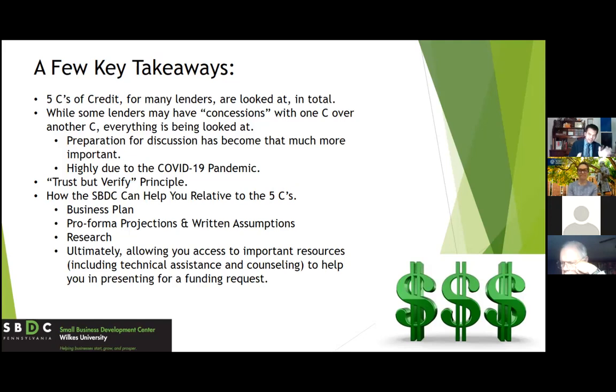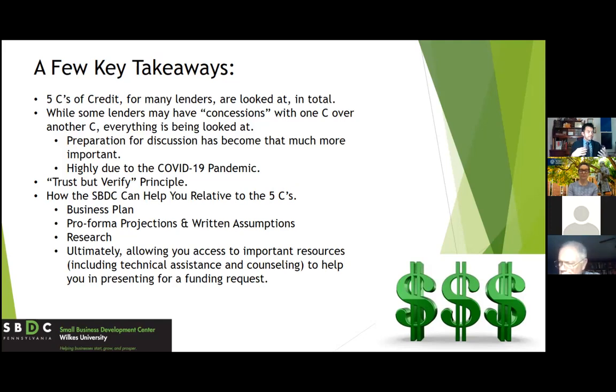And I had touched upon it a little bit with the business plan, pro forma projections, which is one part of projections. The other part is the written assumptions, okay? What and the how of how you derived your financial projections, why you think you're going to make the money that you're going to be making in year 1, year 2, year 3, the first 12 months that you're in business. Like I mentioned before, we also can help with research.